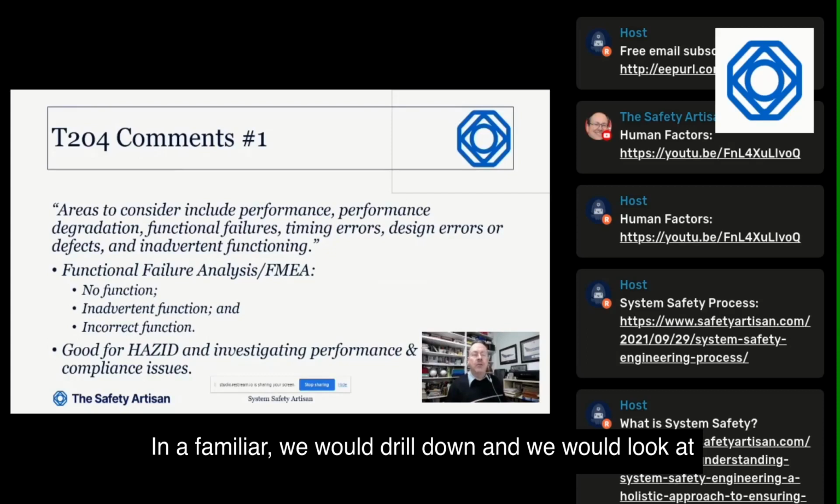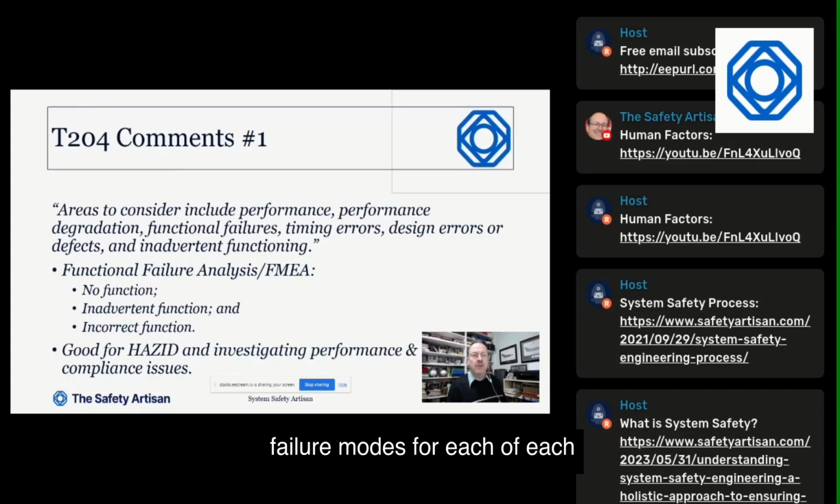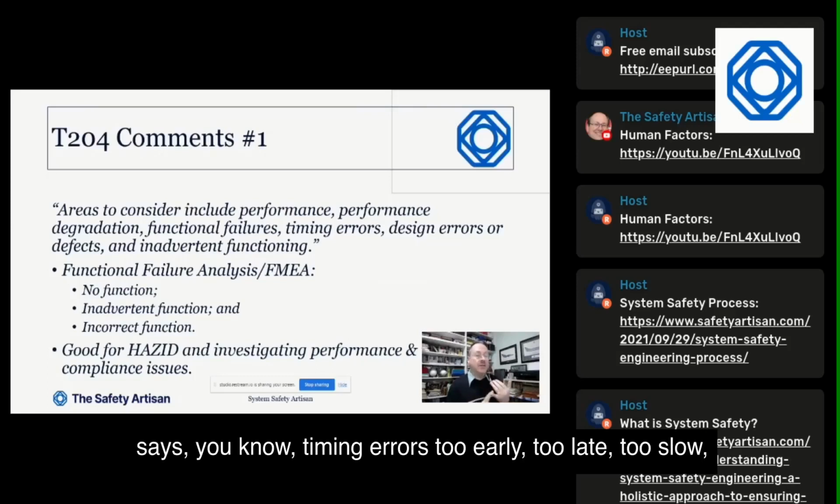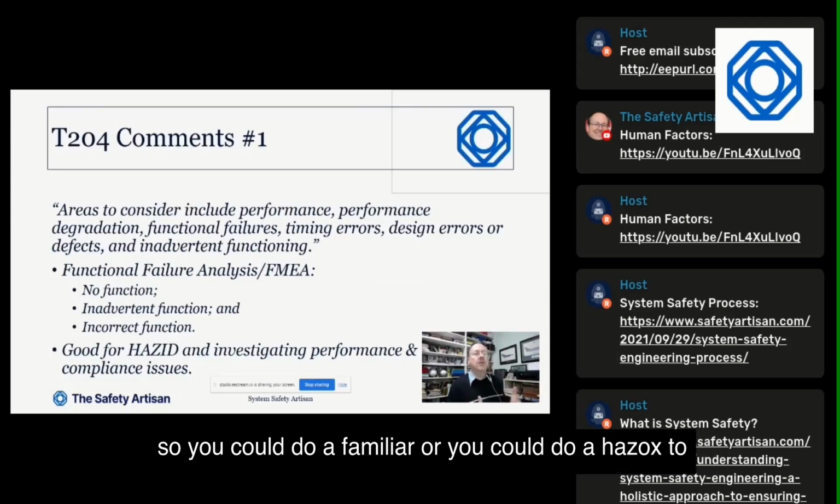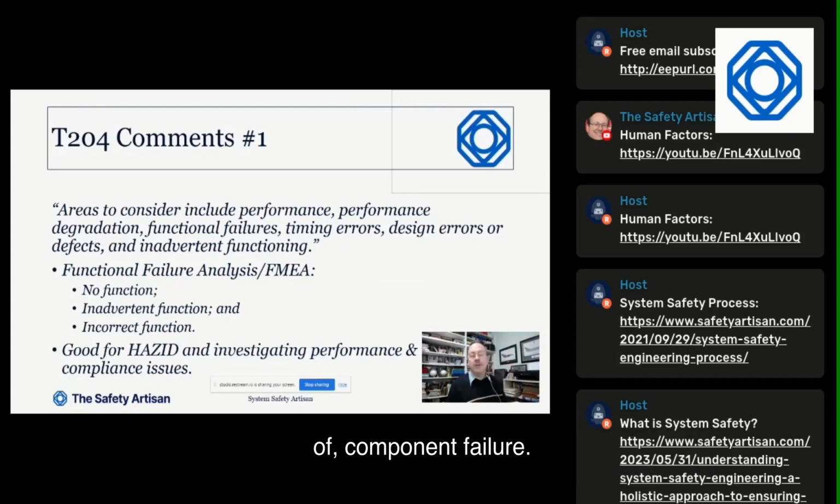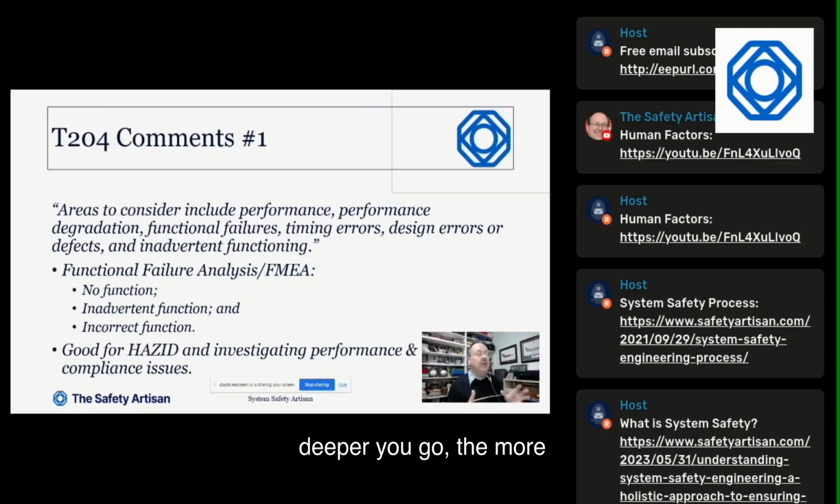In a FMEA, we would drill down and we would look at each failure mode, because there could be multiple failure modes for each one of those, particularly incorrect function. There'll be lots of ways something can go wrong. As it says, timing errors, too early, too late, too slow, too fast, whatever. So you could do a FMEA or you could do a HAZOP to look at things like that. And you could drill down to each failure mode, each sort of component failure, if you need to go that deep, of course, because the deeper you go, the more expensive and time consuming it gets.